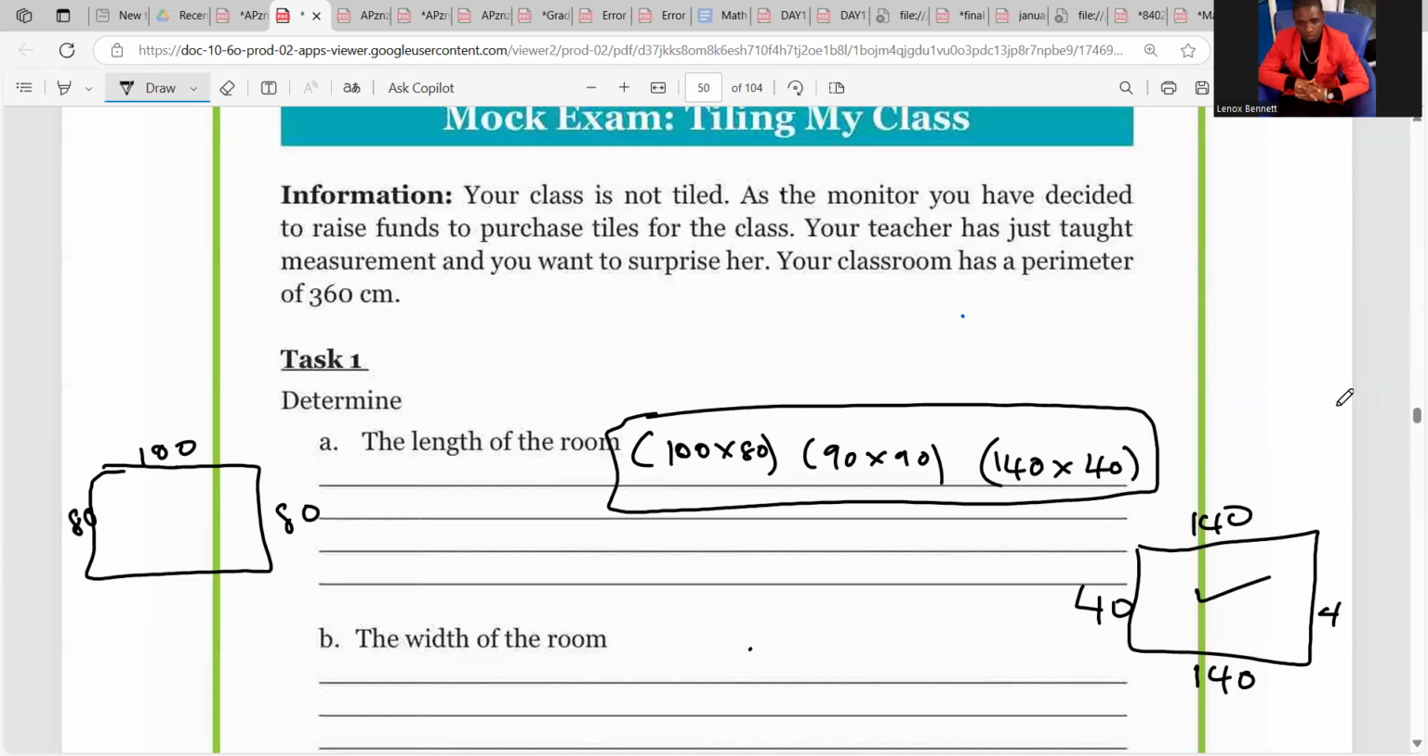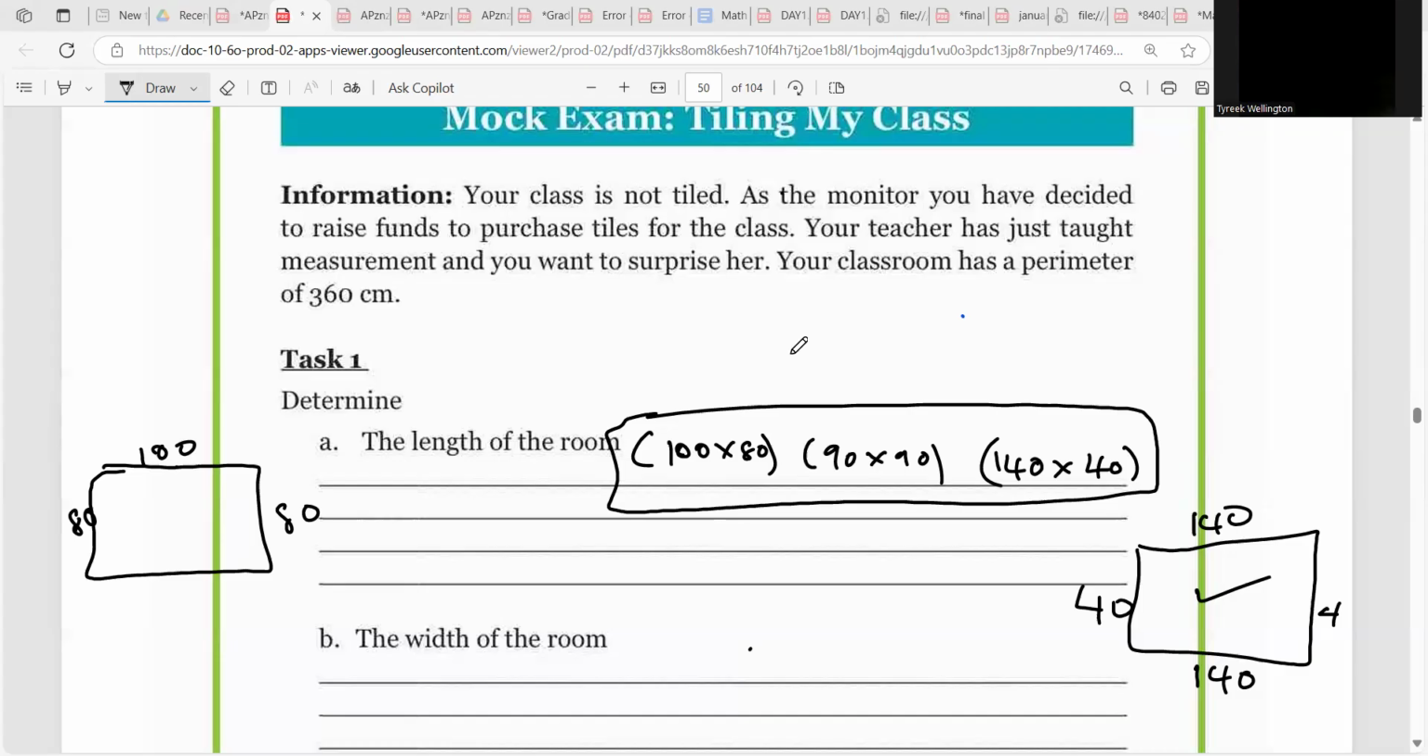To get a perimeter of 360. All right, let me hear what Tyreek has to say, and then we can proceed. Go ahead, Tyreek. Sir, I have something to say for A. Give me a minute, please, and thank you. Okay, all right. So you want a minute, guys. Let's give him a minute.